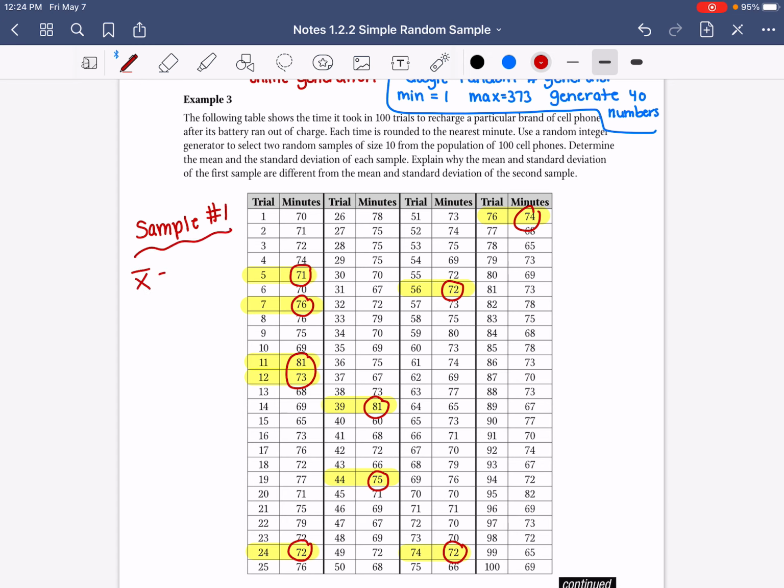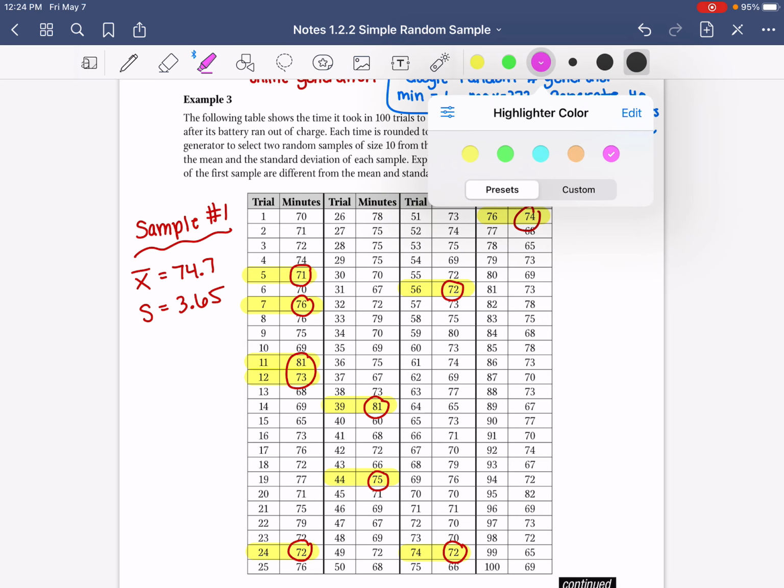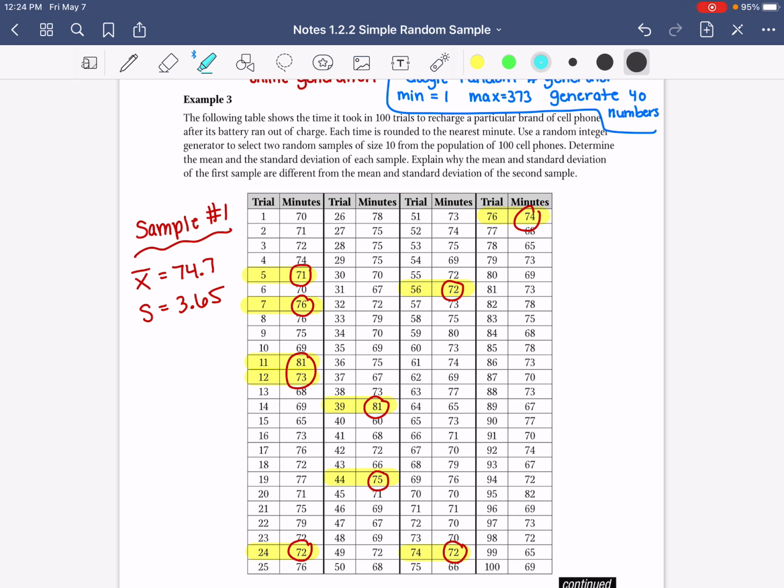The mean was 74.7, and the standard deviation was 3.65. Now we're going to do it again. We're going to do another sample, same thing. We're going to compare them. So I'm going to do 10 more numbers.